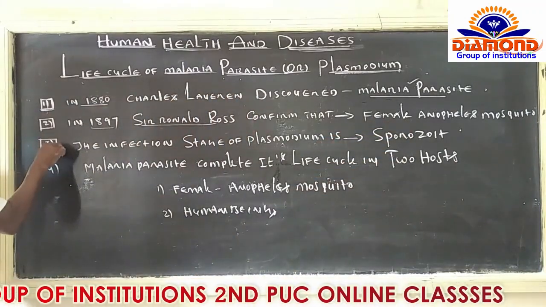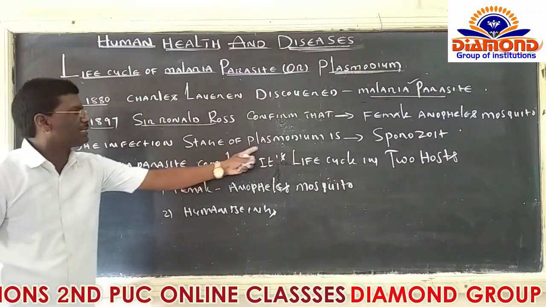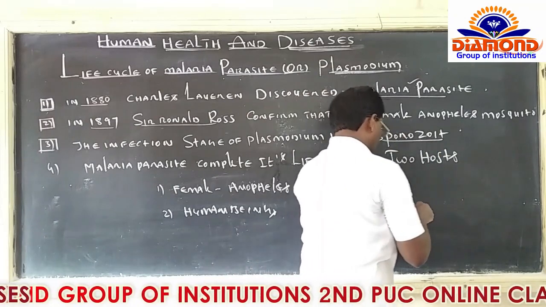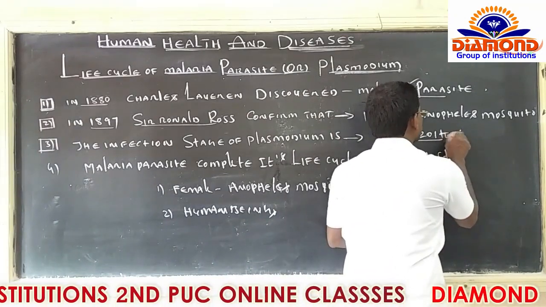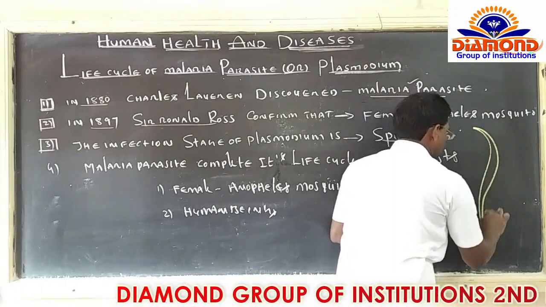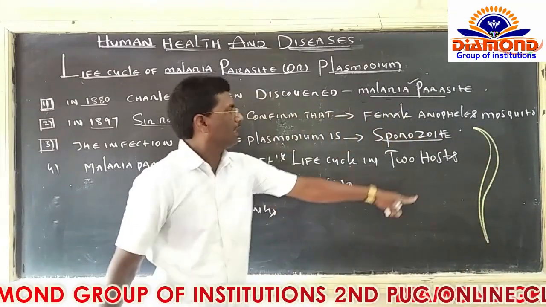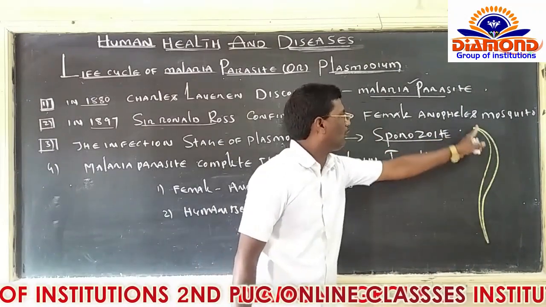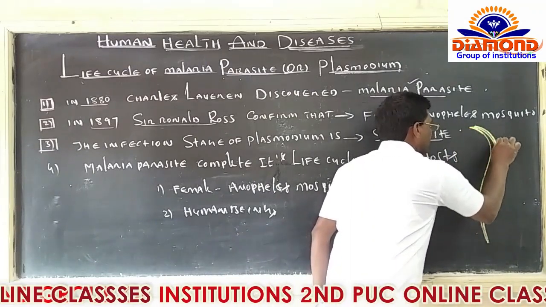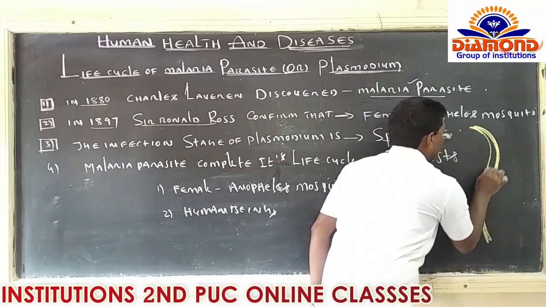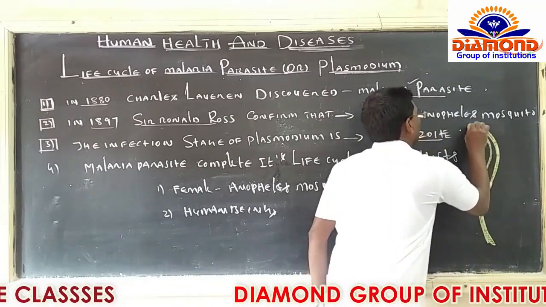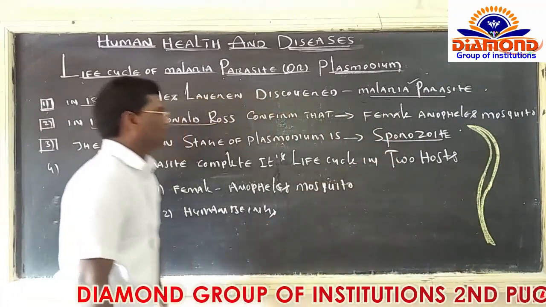And point number 3 is the infection stage of Plasmodium. The name is sporozoid. Now if you want to see, the sporozoid structure looks like this. This is the sporozoid structure of Plasmodium. It is sickle shaped, very long and lengthy, with a little curve. This is the infection stage. Infection stage means the entry stage of the malaria parasite into the human body. This we call a sporozoid.